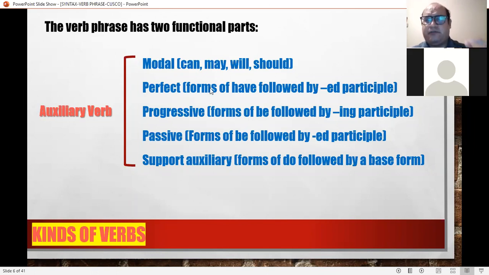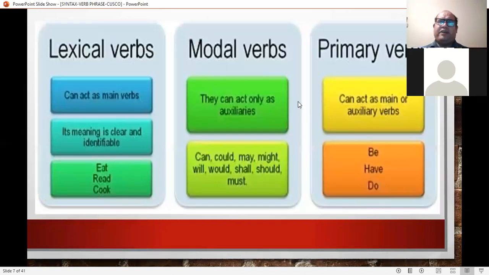So here you have the different auxiliary verbs. The other component of a verb phrase is the lexical verb, commonly known as the main verb, the principal verb. So we have these two components of a verb phrase, the auxiliary verb and the lexical verb. Don't forget these two functional parts, all right? Notice this table, this diagram. Lexical verbs can act as main verbs. Their meaning is clear and identifiable. The examples: eat, read, cook. And the modal verbs can only act as auxiliaries.